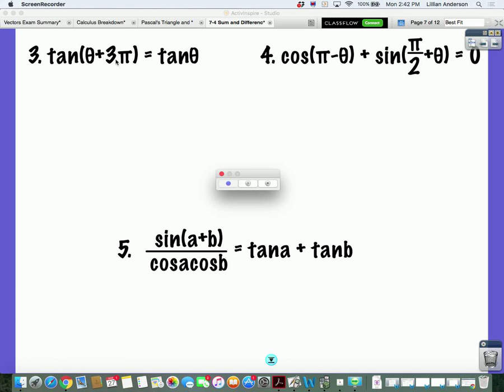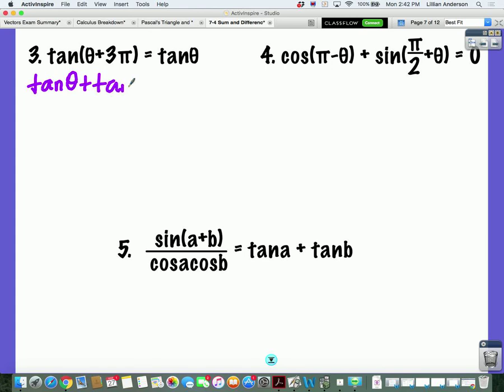Now this is a tangent, alpha plus beta. Do you guys see which identity we're going to use? The top one for the tangent. Now the formula goes tangent alpha plus tangent beta. So that's going to be a tangent theta plus tangent 3 pi. Is everybody with me? All over 1 minus tangent alpha, which is tangent theta, times tangent beta, which is tangent 3 pi.